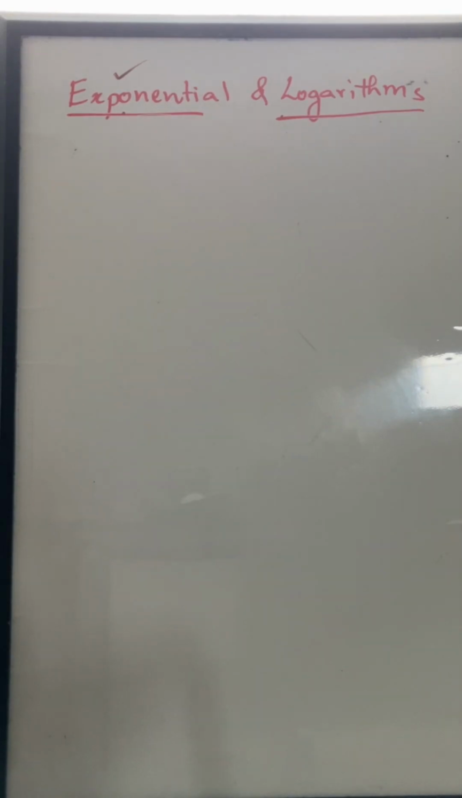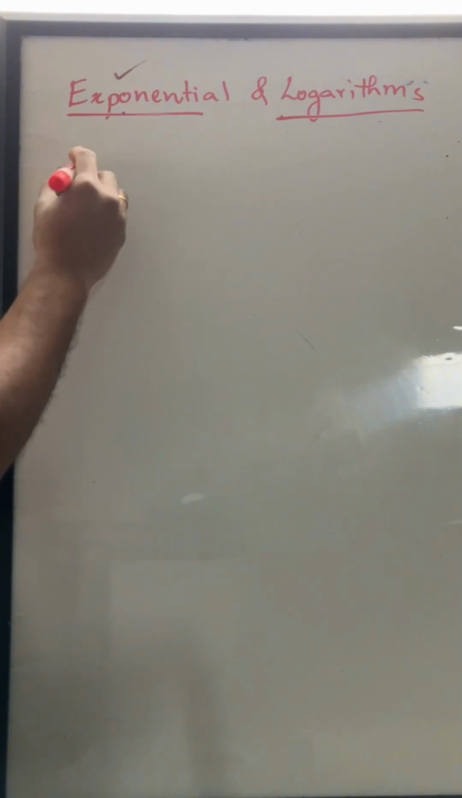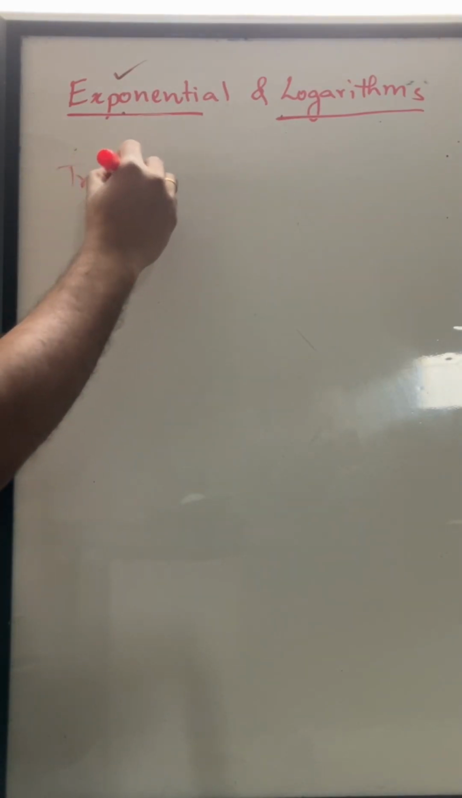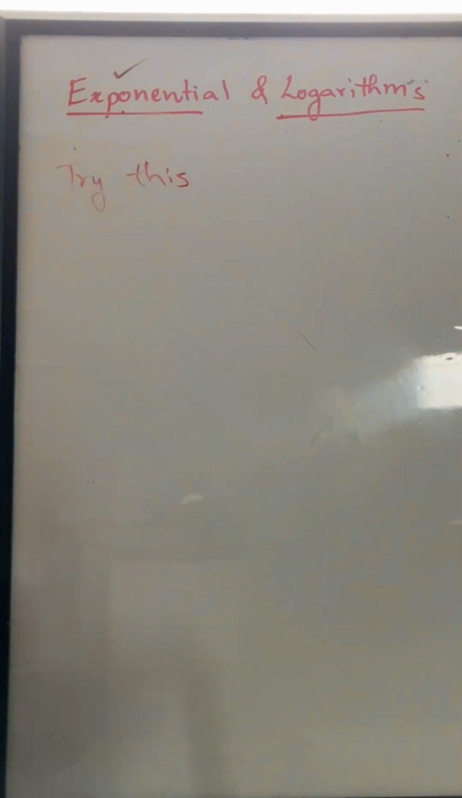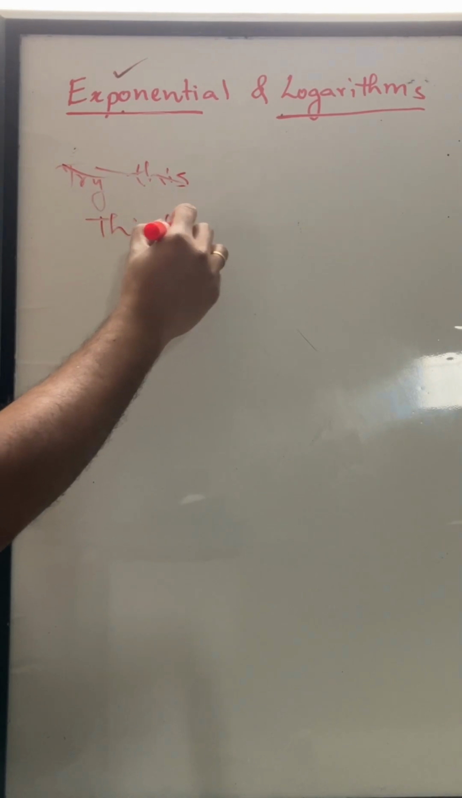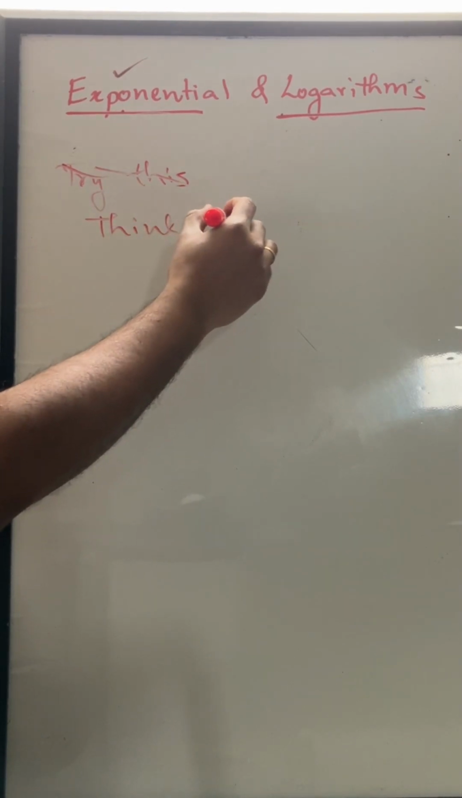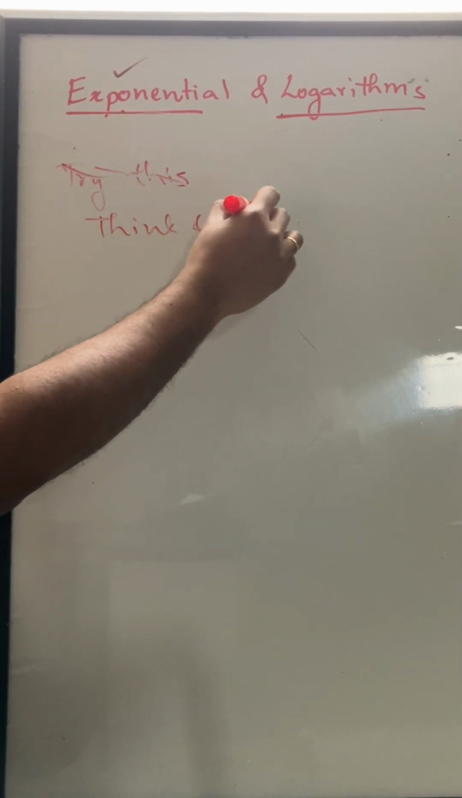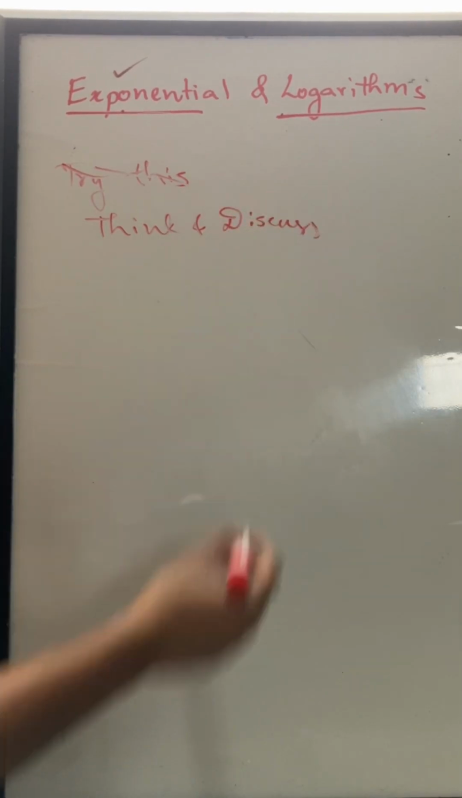Hi. Yeah, let's do the Try This. In your exercise there is a Try This. The very first one is not Try This, it's Think and Discuss. Try This you can do by yourself. Let's think, let us discuss.